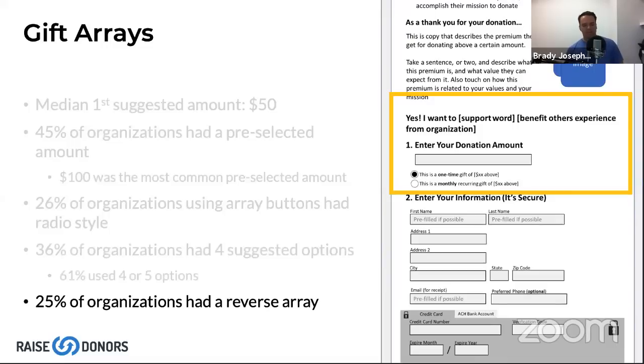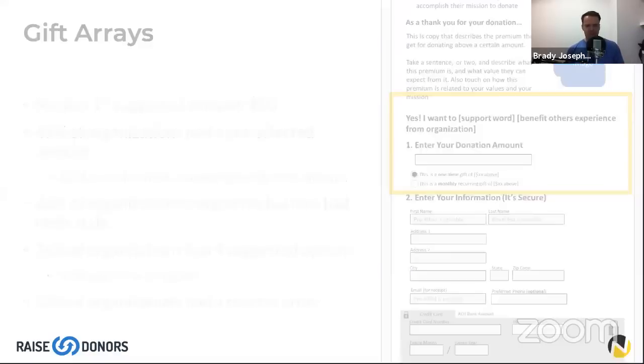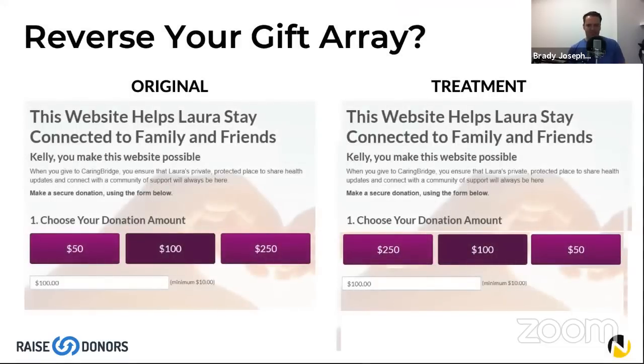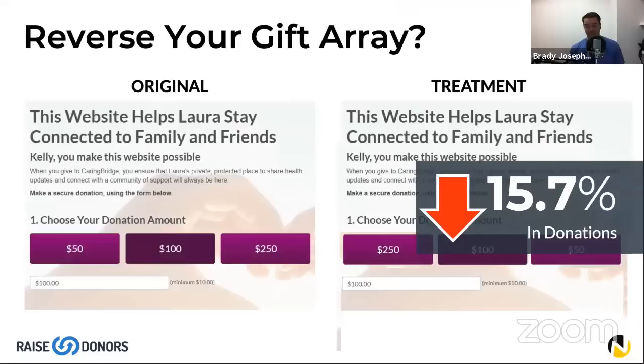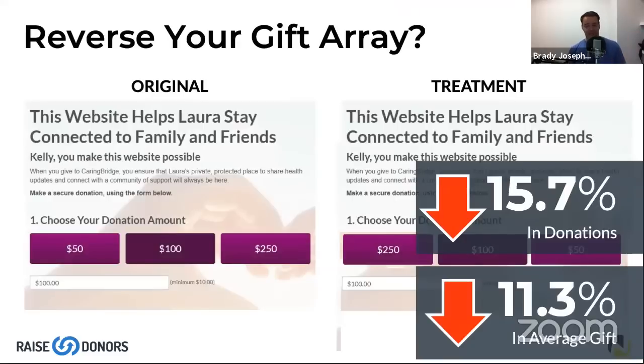And 25% of organizations had a reverse array. So instead of smallest to largest, they went largest to smallest. Some fun things with arrays. Here's an example of a reverse array where in this experiment, they actually found a decrease in conversion rate and a decrease in average gift. So test your way into a reverse array and make sure that it's actually working for you, not just in conversion rate, but average gift as well. I think the hypothesis here is people can smell the manipulation going on. Or if you're a lower level donor, you just see 250, you're like, oh, I can't give that. And then you go on your way. So be careful with the reverse array.